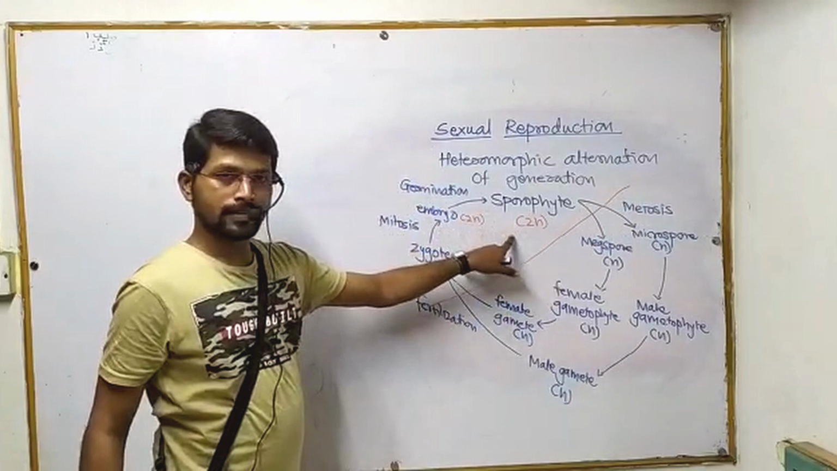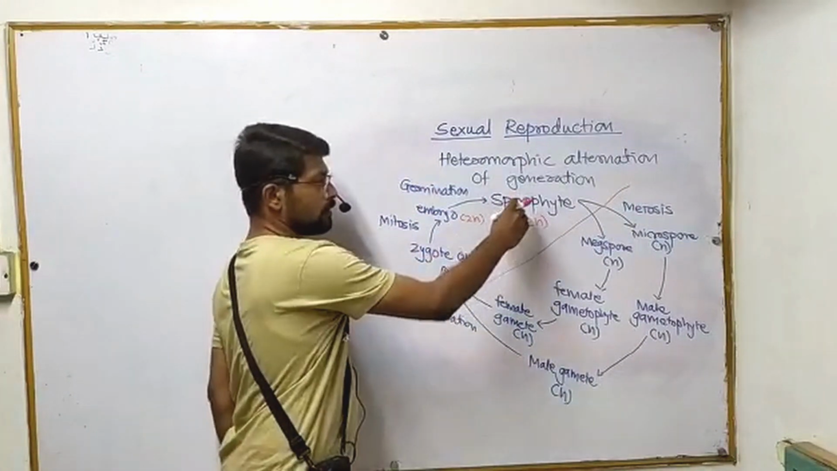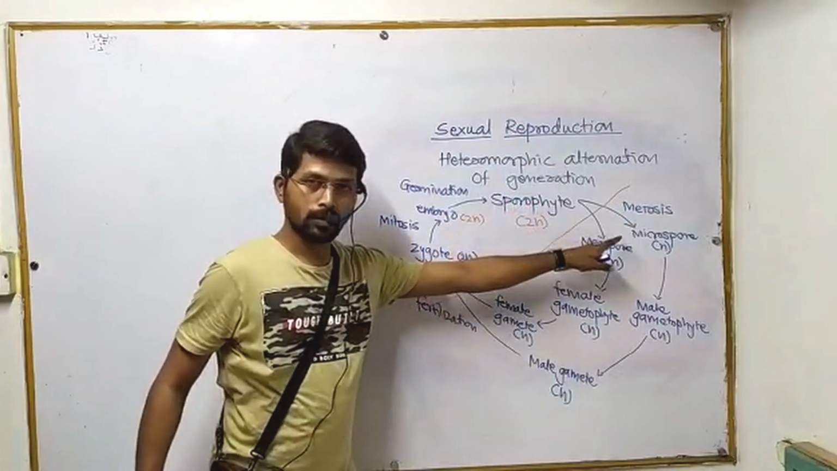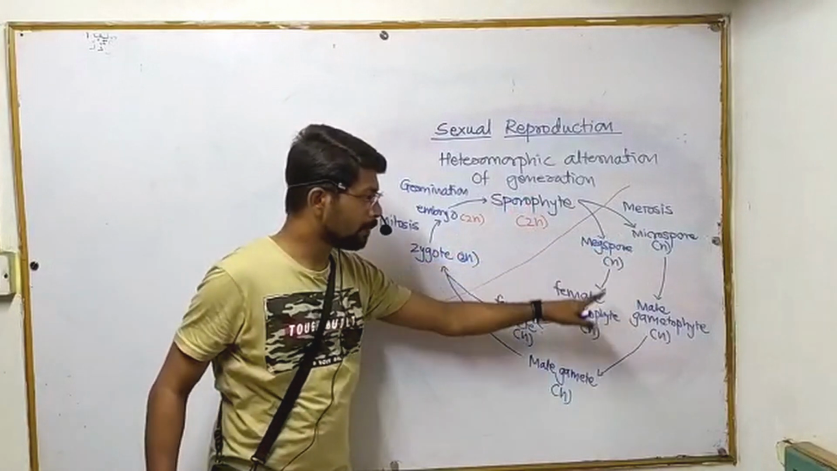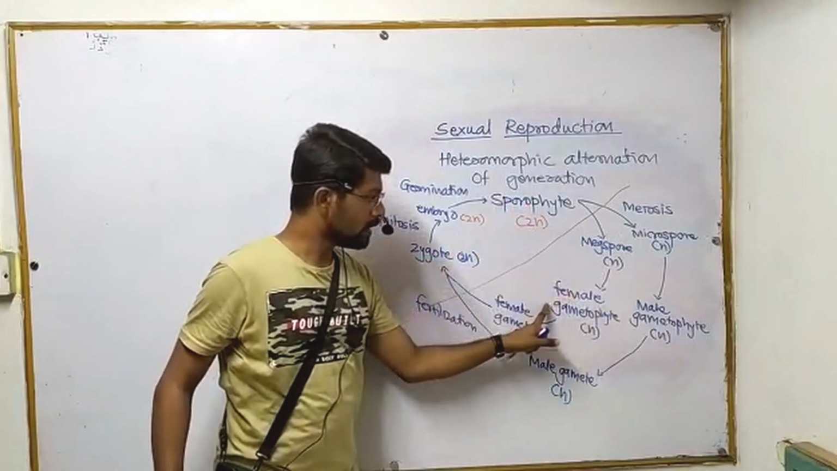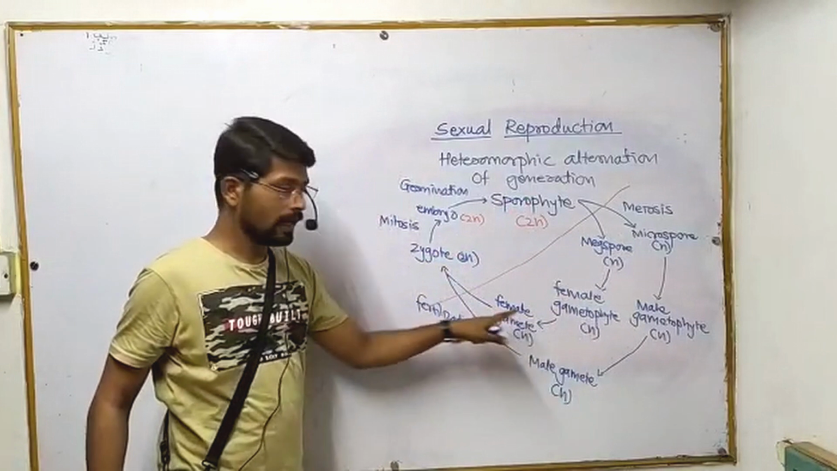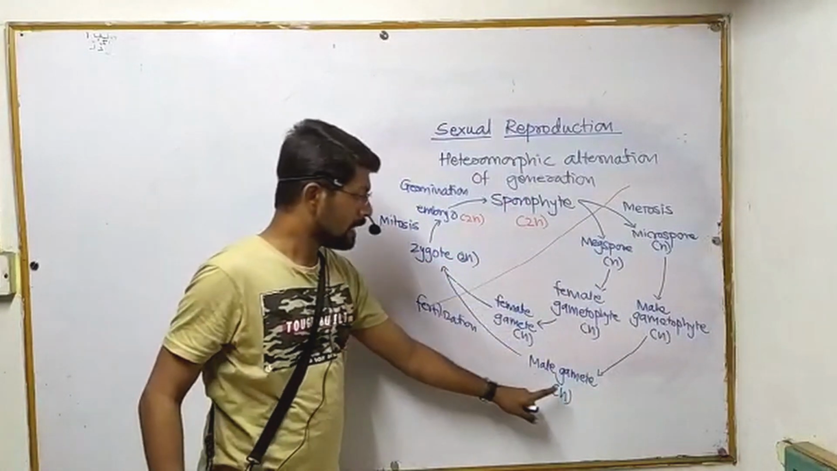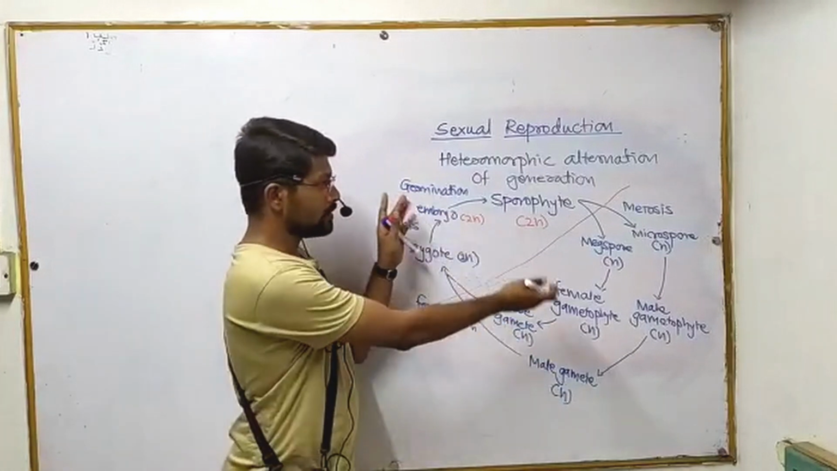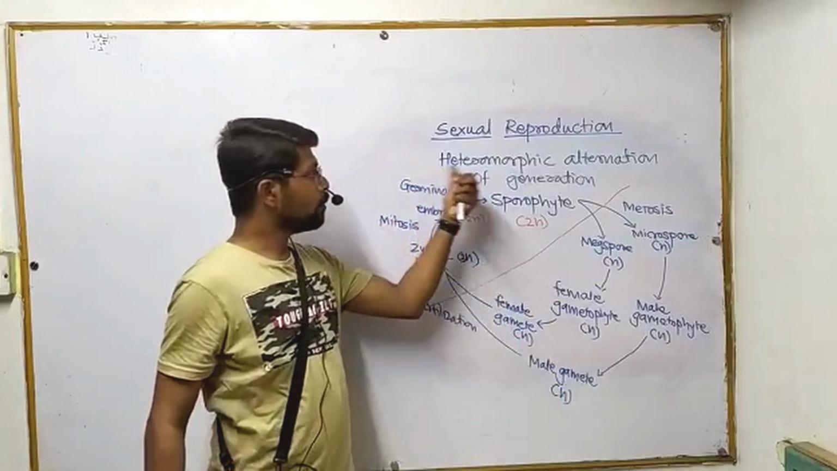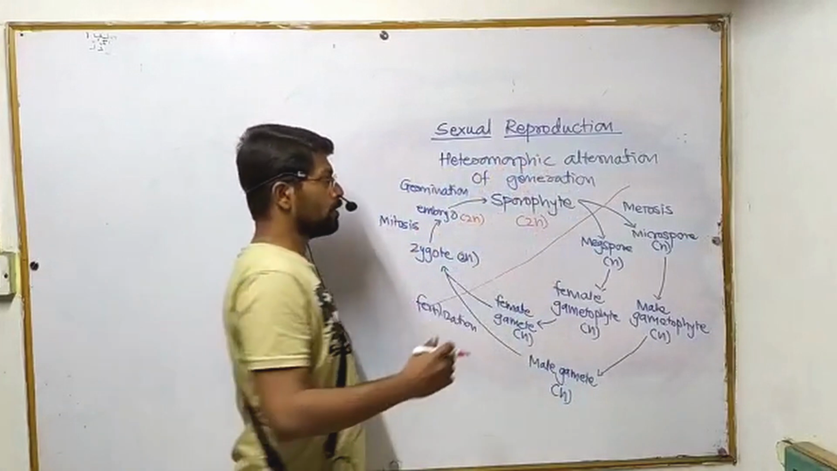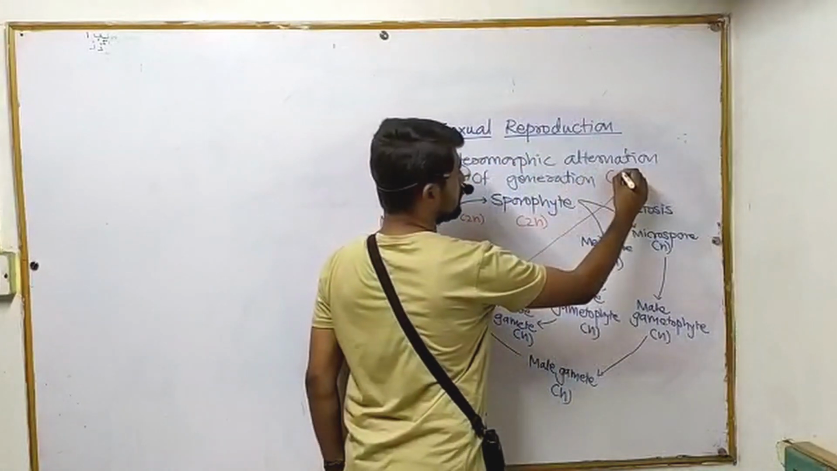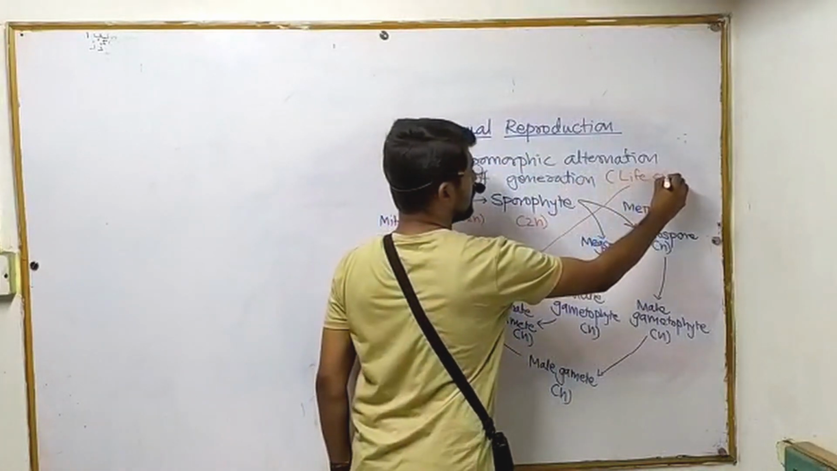Now this part of the life cycle is diploid and this phase is called the sporophytic phase. Now observe the rest of the phases. These are haploid, meaning spores, gametophytes and gametes. This part of the life cycle is called the gametophytic phase and it is haploid in nature. Now this is called the heteromorphic alternation of generation, or simply you can consider it as the life cycle of the plant.